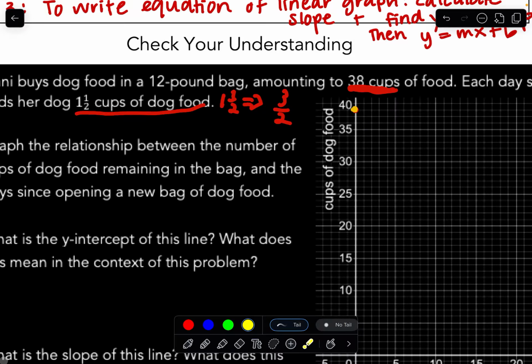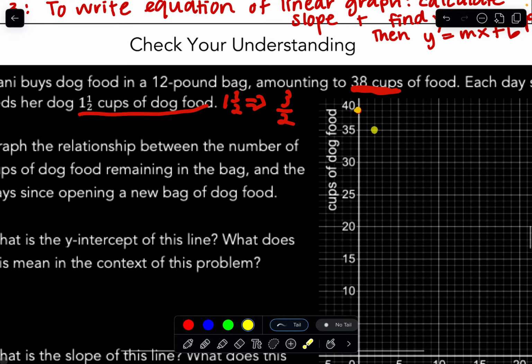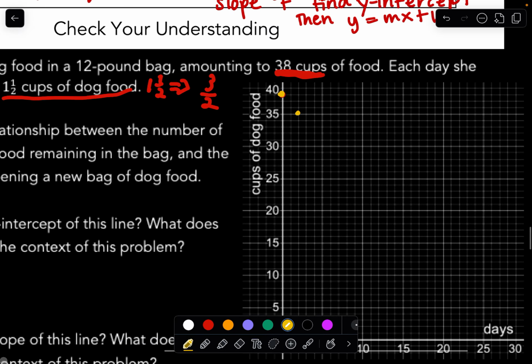Oh. So again, 1, 2, 3, 1, 2. Oh, come on. Why is that not? There it goes. 1, 2, 3, 1, 2. Now I can keep going.